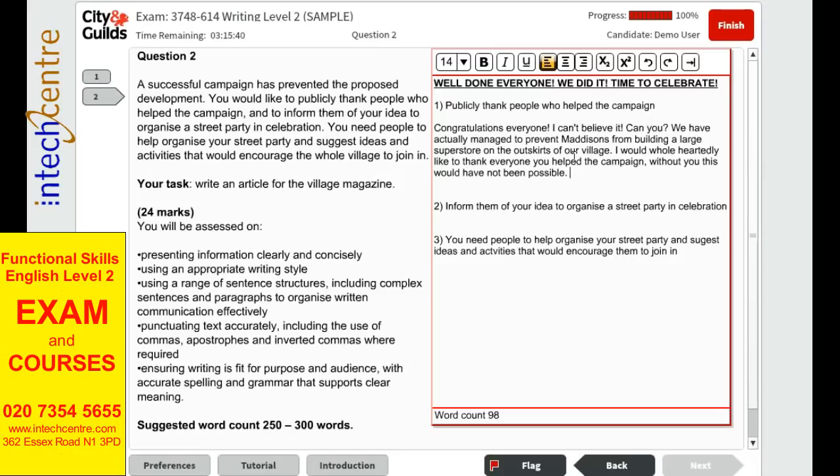Again, this is not such a formal piece of writing, so you can use less formal language, and you can use rhetorical questions, any persuasive language that you can think of. Again, use your imagination, as I said. Can you? So I'm sort of addressing the audience. Can you actually believe that we managed to do it? We have actually managed to prevent Madison's from building a large superstore on the outskirts of our village. I would wholeheartedly like to thank everyone.